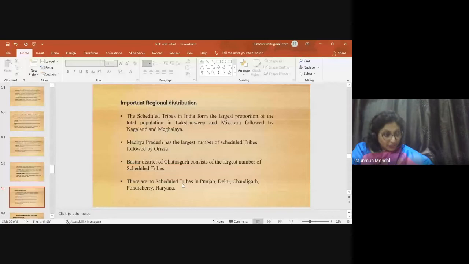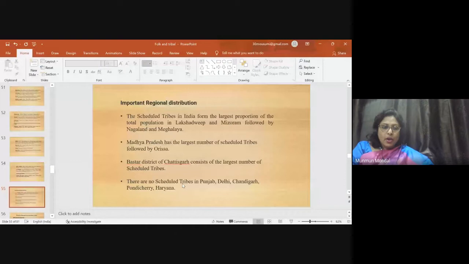That is why I have said the northeastern part of India has a very strong tribal population. After this, Madhya Pradesh has the largest number of scheduled tribes after Orissa. And the Bastar area of Chhattisgarh consists of a large number of scheduled tribes. After that, different states have them, but Punjab, Delhi, Chandigarh, Pondicherry, and Haryana have no strong scheduled tribes in India.